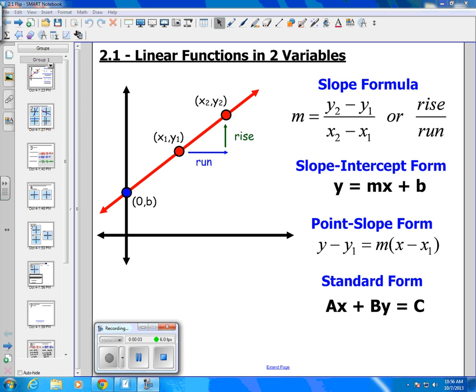Section 2.1 deals with linear functions. We will be focusing on how to graph equations of lines as well as write them in a variety of different formats. This first slide is just a nice reference sheet for you that has a few of those different types of formats on the right side, and then it also has a little graph of a line there.